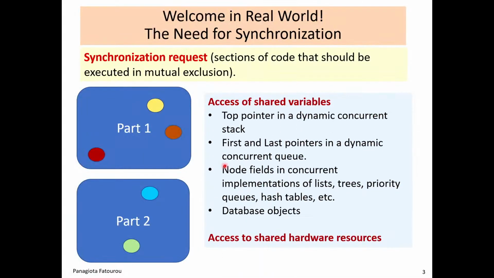So when it comes to accesses of shared variables, I can give you a lot of examples of shared variables, when we access the top pointer in a dynamic concurrent stack. The shared variable can be the first or the last pointer in a dynamic concurrent queue. It can be a field of a node in a concurrent implementation of a list, a tree, a priority queue, a hash table, or some other concurrent data structure. Or it can be a database object in a concurrent database setting.